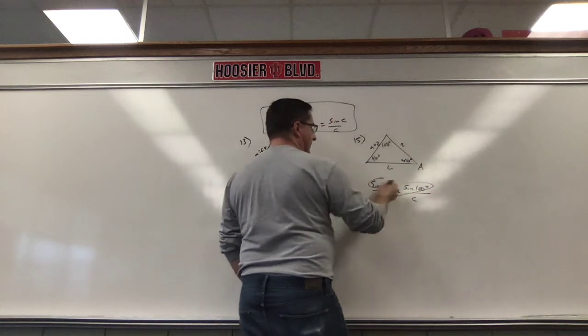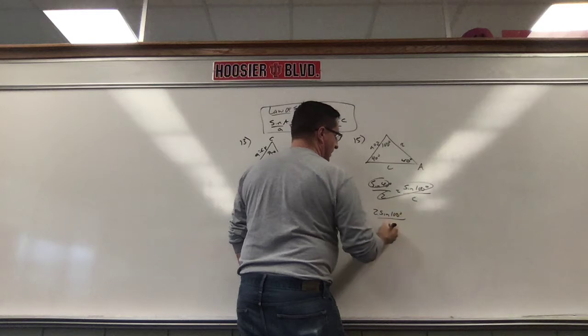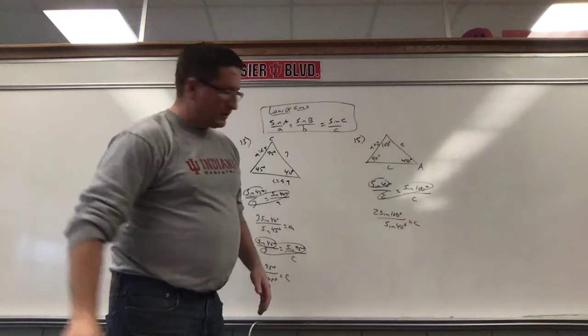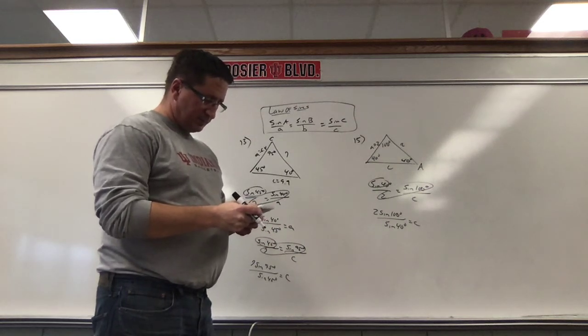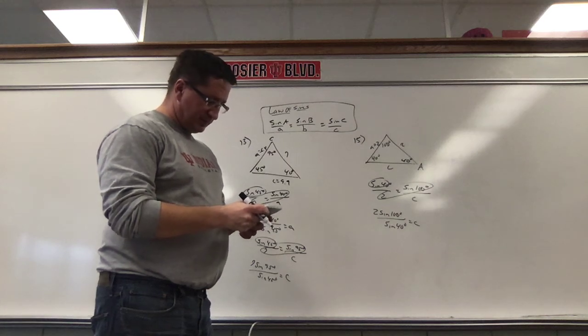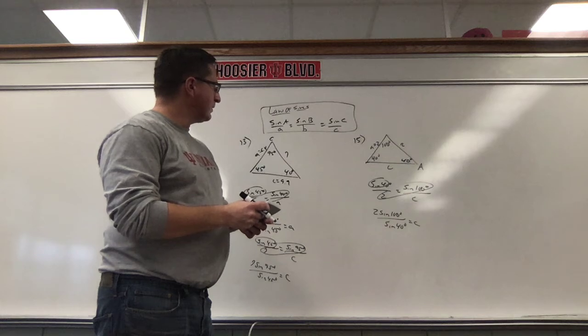So cross multiply and divide, 2 sine 100 divided by the sine of 40 is little c. So we type in 2 sine 100 divided by sine of 40. Do that, we get, ooh, that's not good. What did I do? Something's not right.